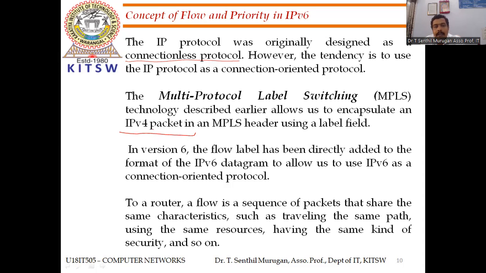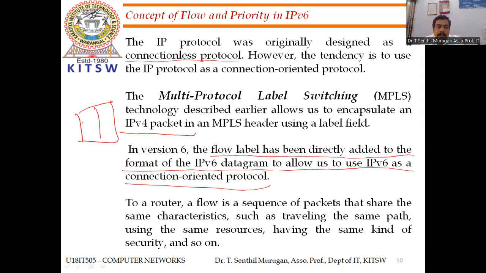Okay, but here what will happen in IPv6? In IPv4, multi-protocol label switching does those operations for connection-oriented use of the internet protocol. So here in IPv6, the flow label will be there, directly added to the format of the IPv6 datagram. What it will do is allow us to use IPv6 as a connection-oriented protocol. So flow label means it will be a table, like a routing table: which is the source, which is the destination, which is the next pointer, which is the next router. All the information will be there.